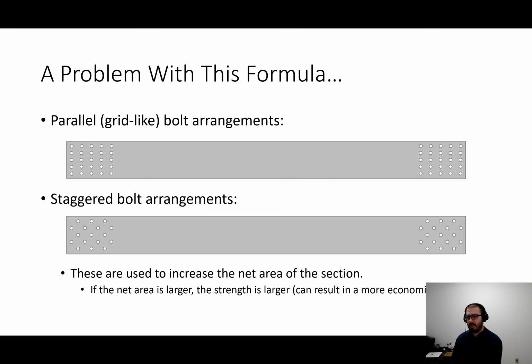Now, the problem with that formula is when we deal with situations like this. So the formula that I just showed on the previous slide works very well for the upper case where you have parallel or grid-like arrangements of bolts. But when the bolt arrangements are staggered, the formula doesn't work very well because if you look at your net section, for a grid-like situation, we're just going to have this, right?